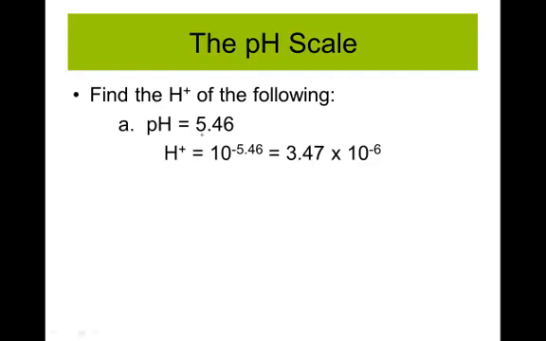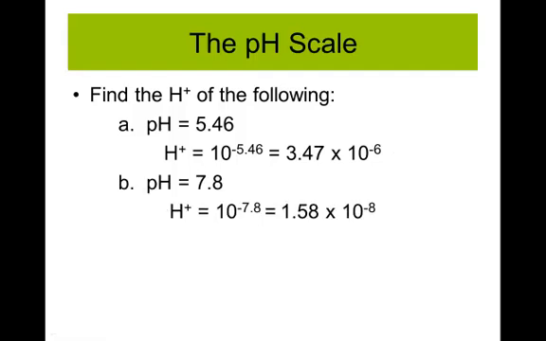If we have a pH of 5.46, I'm going to do 10 to the caret negative 5.46, and I got an answer of 3.47 times 10 to the negative 6, and that would be molarity. So I'd have a capital M as a label. So another one, if I have a pH of 7.8, once again I do 10 to the caret negative 7.8, and my calculator says 1.58 times 10 to the negative 8th, and once again that would be molar.